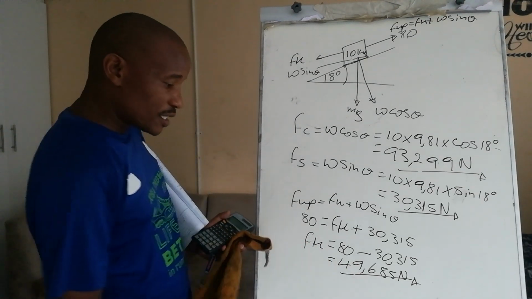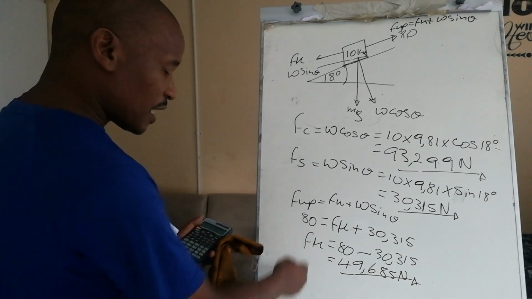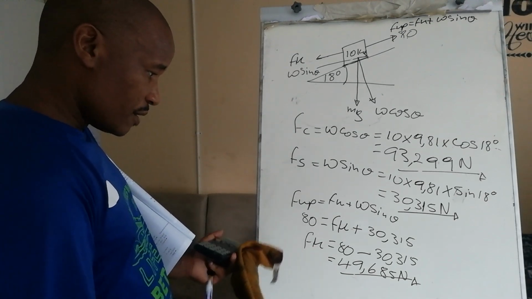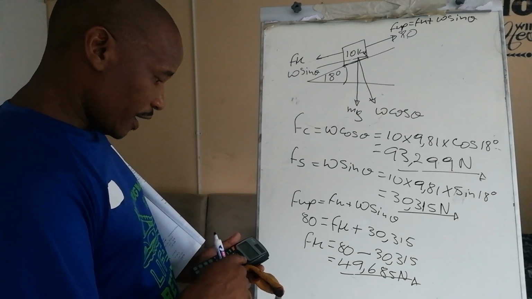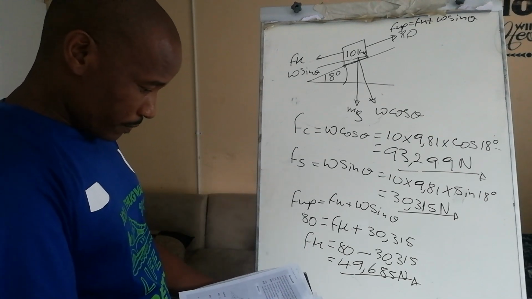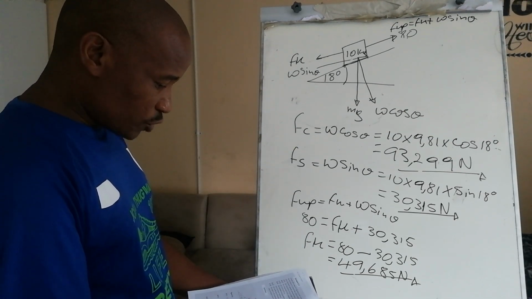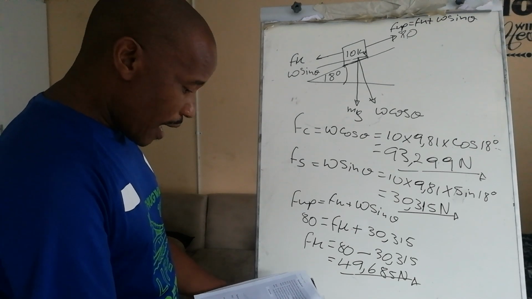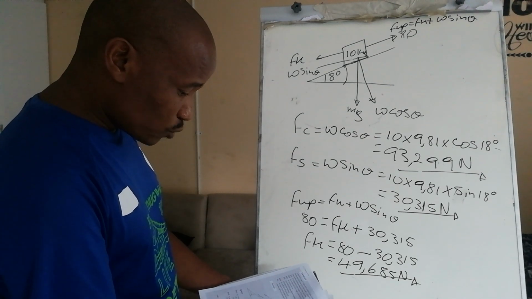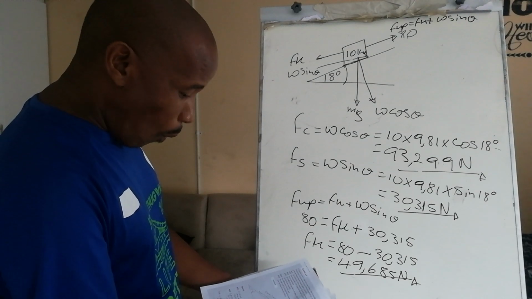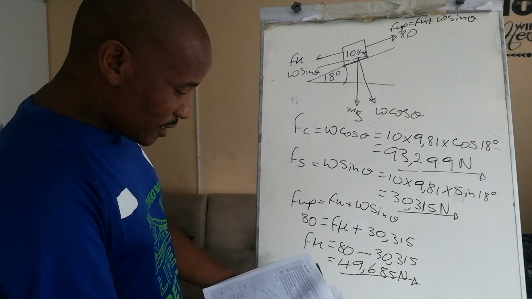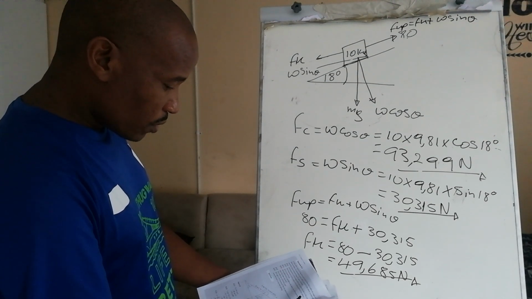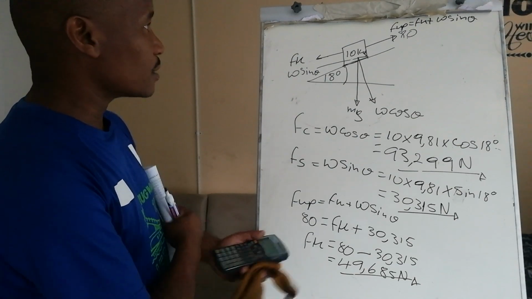So it's equal to 49. The frictional force is equal to 49.685. Now, they say calculate the smallest force parallel to the plane that will move the body once the 80 Newton force has been removed.